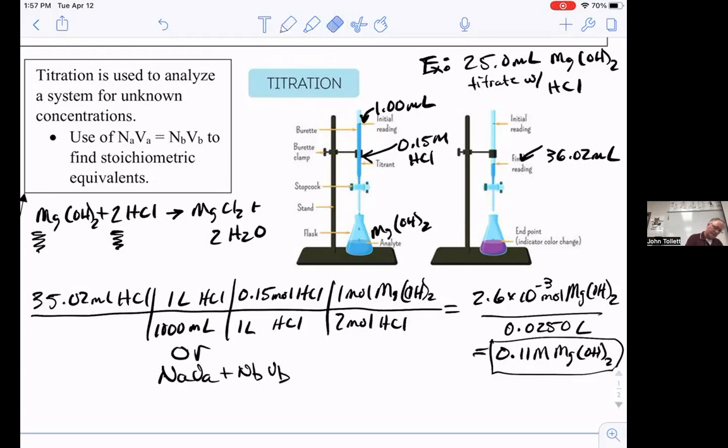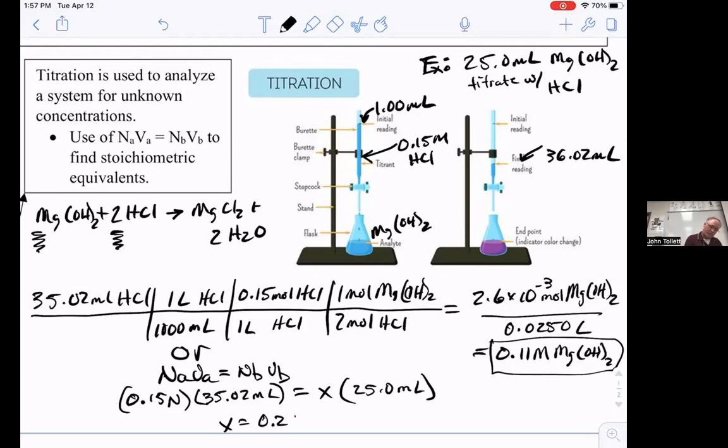Why did I write a plus sign? N_aV_a = N_bV_b. And so my normality of my acid was 0.15 normal. Now, the reason I say that is because the acid only has one hydrogen. The volume of the acid, I think, was 35.02 milliliters. Don't have to do a conversion to liters. The normality of the base is what I'm going to solve for, and the volume of the base initially was 25.0 mL.